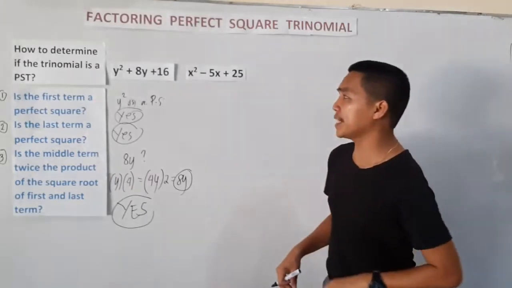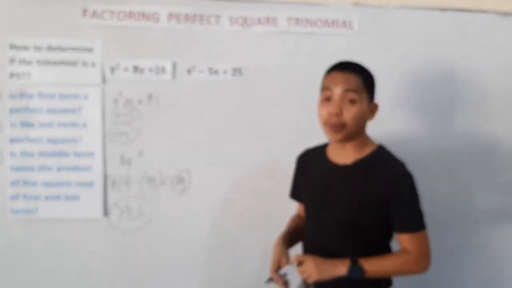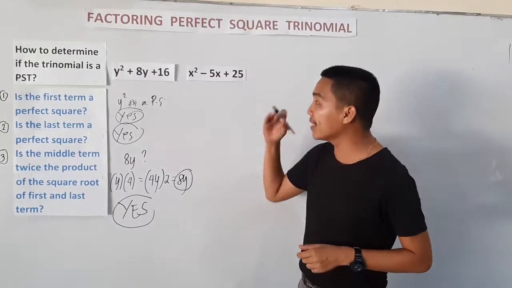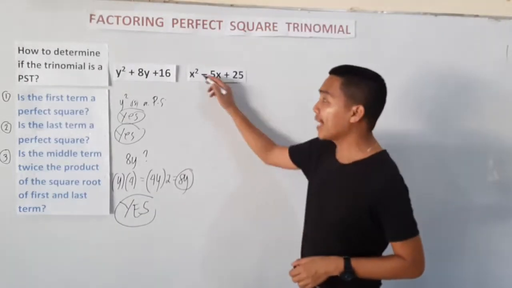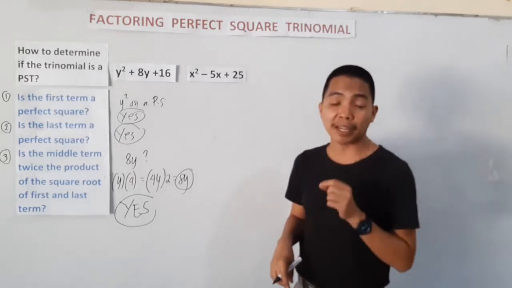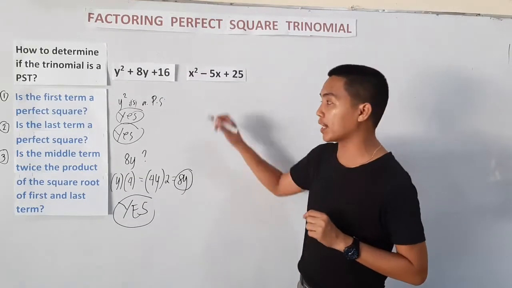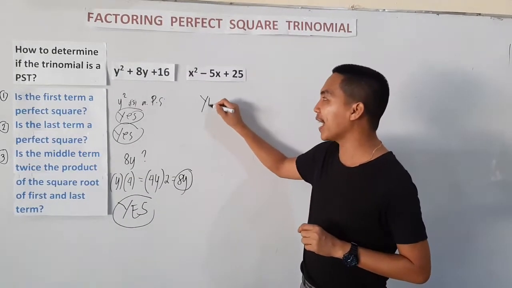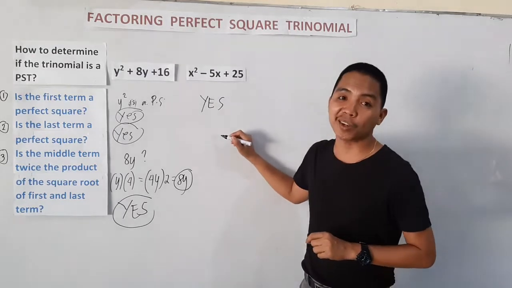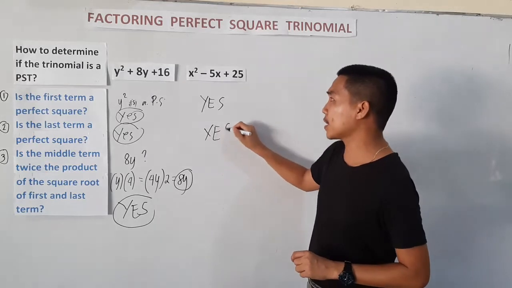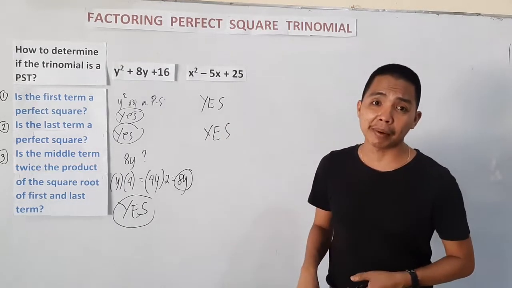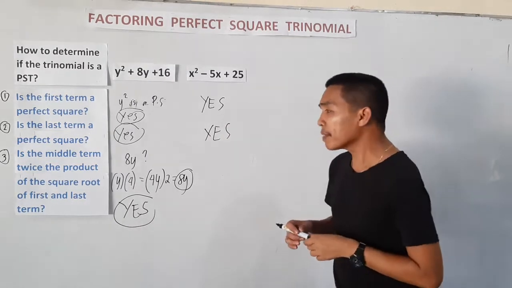Let's have another example. We have here x squared minus 5x plus 25. Let's answer the first one. Is x squared a perfect square? Is the first term a perfect square? Yes. Is the last term a perfect square? Yes na naman. Bakit? Kasi 5 times 5, 25. So, perfect square ang kanyang last term.